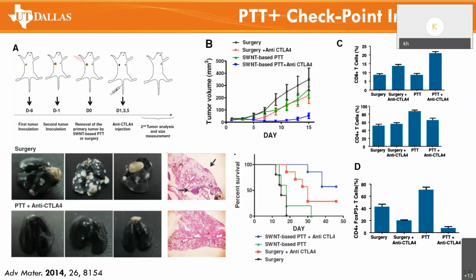In figure C, you can see they also checked T cell infiltration in secondary tumor 10 days after injection. You can see the percentage of CD8 T cell in the secondary tumor after the combined treatment was 3-fold of surgery treatment or PTT treatment alone, and 1.5-fold compared to the surgery plus anti-CTLA-4 treatment group.